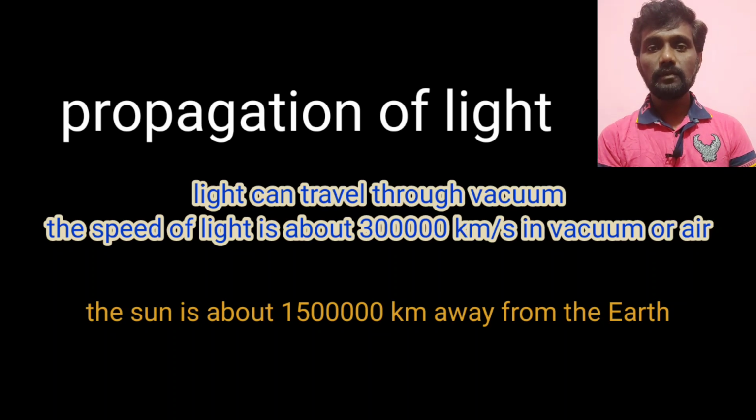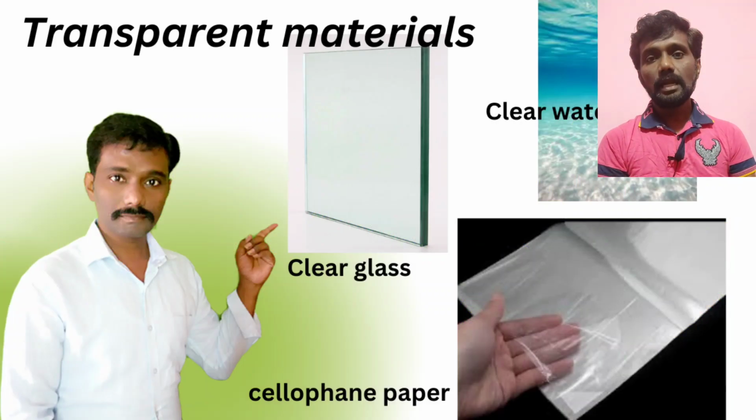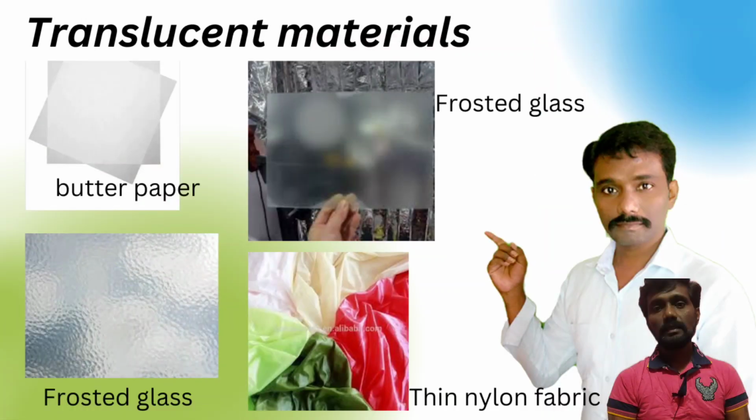Based on the ability of light to pass through them, different materials can be grouped into three main categories. Materials that allow light to pass through them completely are known as transparent materials. Clear glass, clear water, air and cellophane paper are examples of transparent materials.